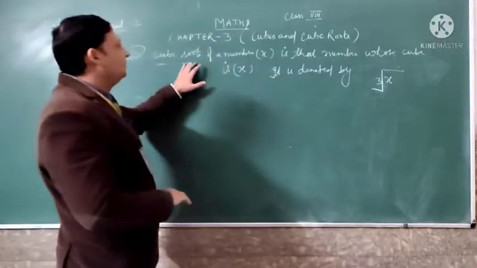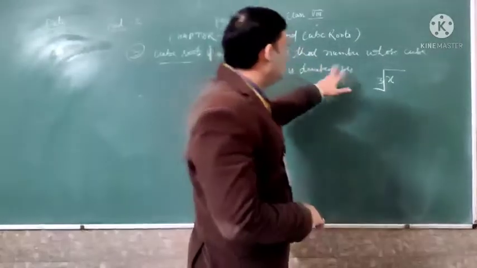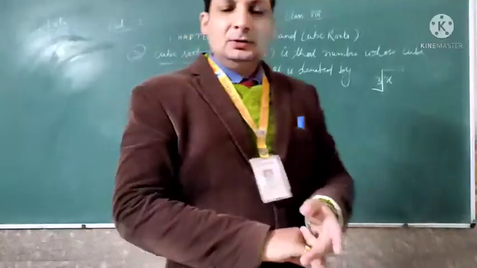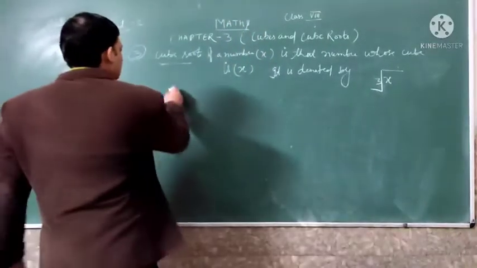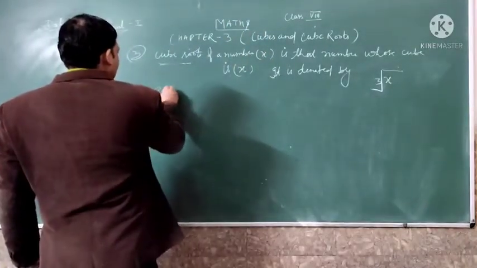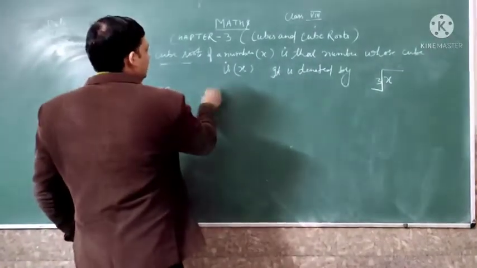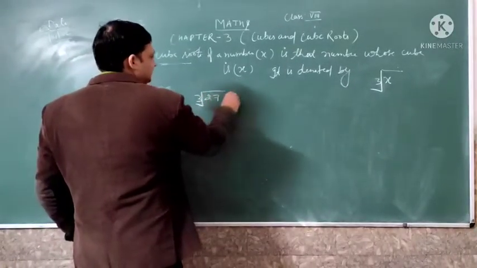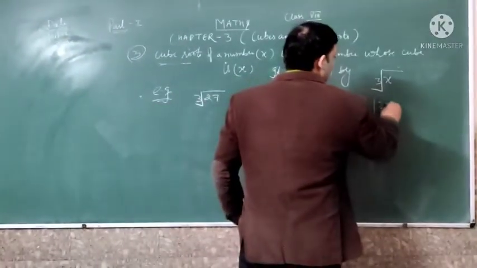So what is the cube root of a number? Definition: the cube root of a number x is that number whose cube is x. It means we have to find a number which, when multiplied 3 times, gives the same result x. See example. I am taking the cube root of 27. So what do we have to do? We have to find the factors of 27.